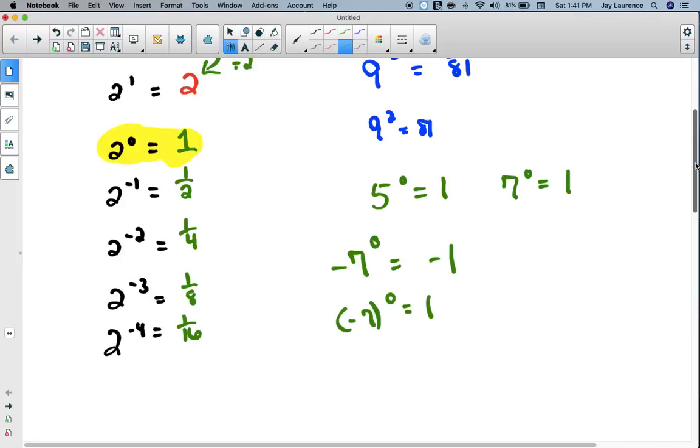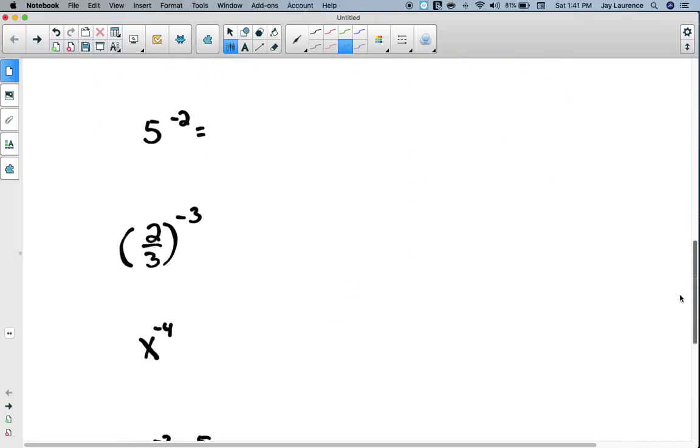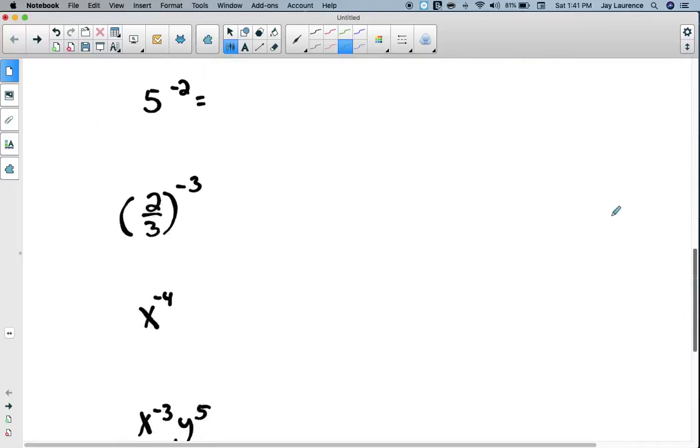All right, so now we know that any non-zero number raised to the power of 0 is 1. And we also know a negative exponent means to use the reciprocal. See what you can do with these problems here. Okay, I'll go ahead and pause the video.